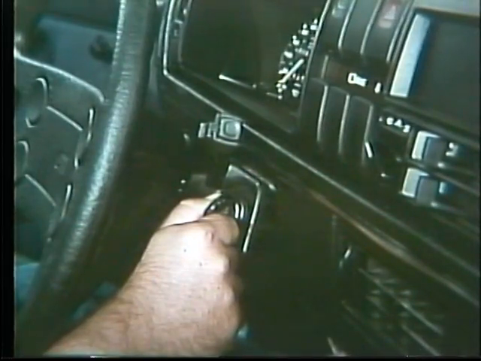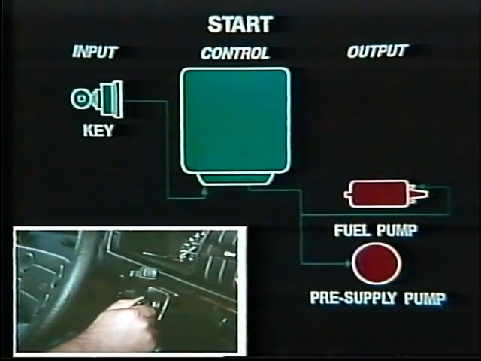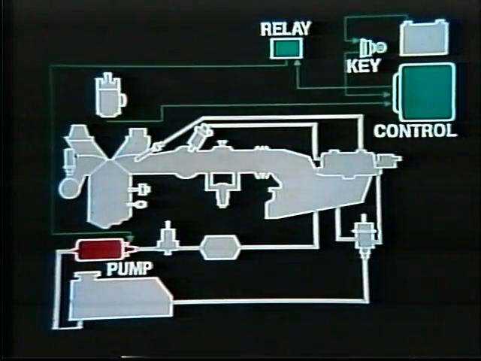When the key is turned to start, three things happen. One, as soon as the starter turns the engine, the control unit turns on the pump to build system pressure. Some cars also have a pre-supply pump. The control unit operates the pump safety circuit through the relay and the ignition circuit. If the engine stops turning for more than 1 second, as from an accident, the control unit shuts off the pump, even with the key on.